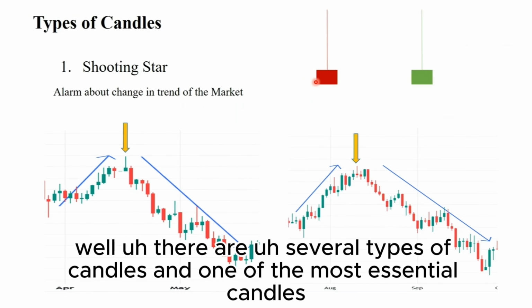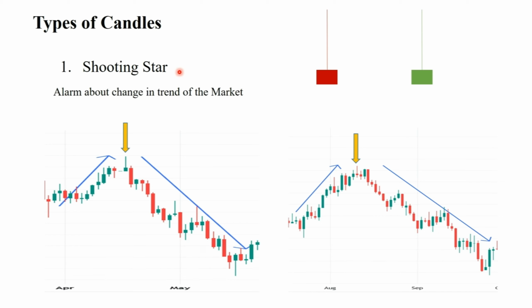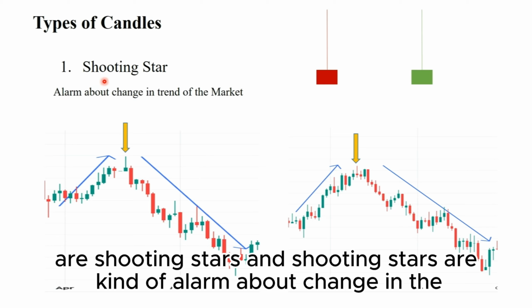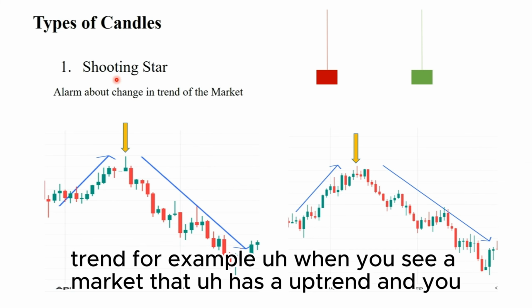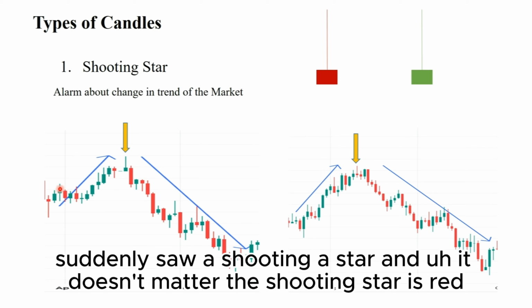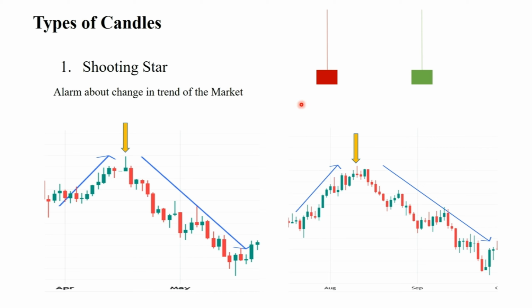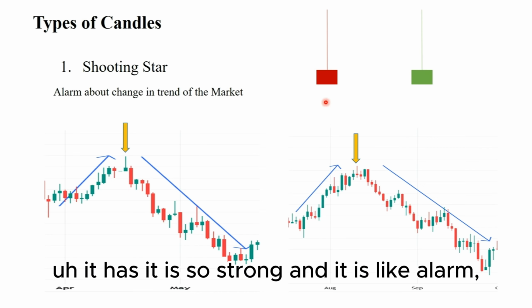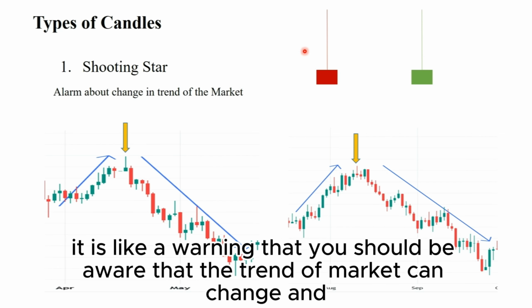Well, there are several types of candles, and one of the most essential candles is the shooting star. Shooting stars are a kind of alarm about a change in the trend. For example, when you see a market that has an uptrend and you suddenly see a shooting star, it doesn't matter if the shooting star is red or green. In both types, it is so strong, and it is like a warning that you should be aware that the trend of the market can change.